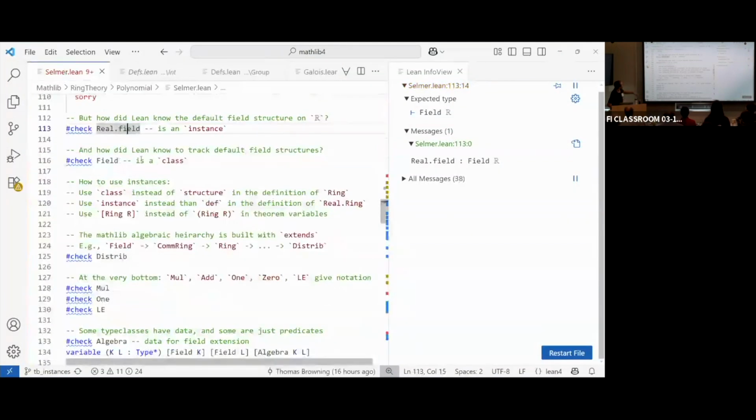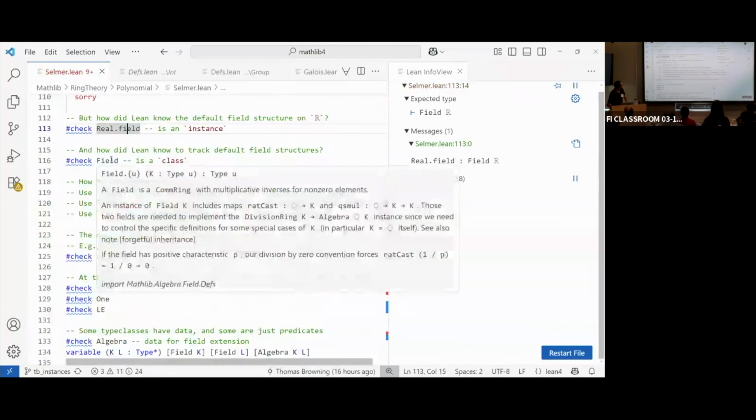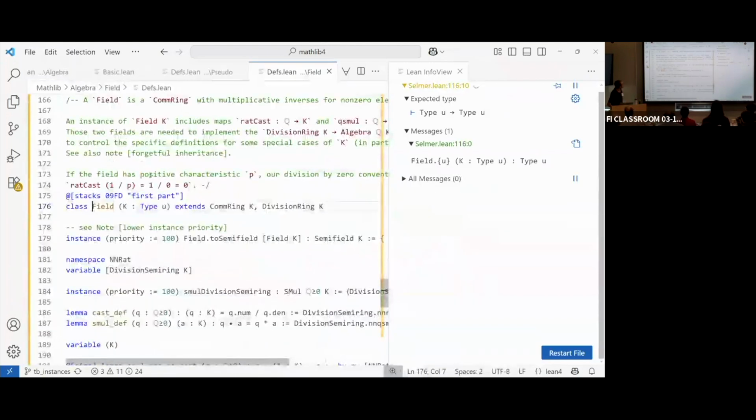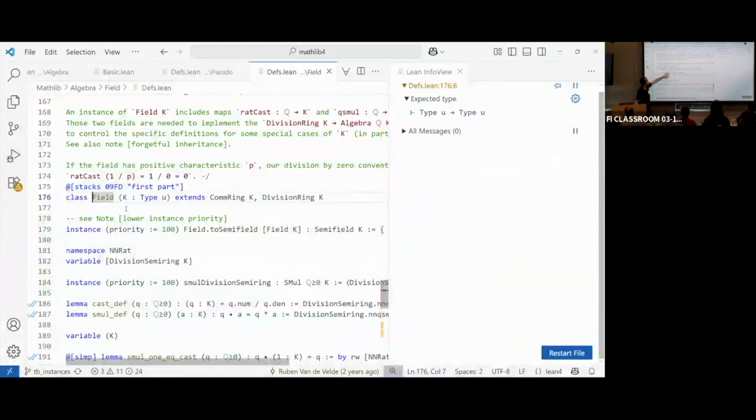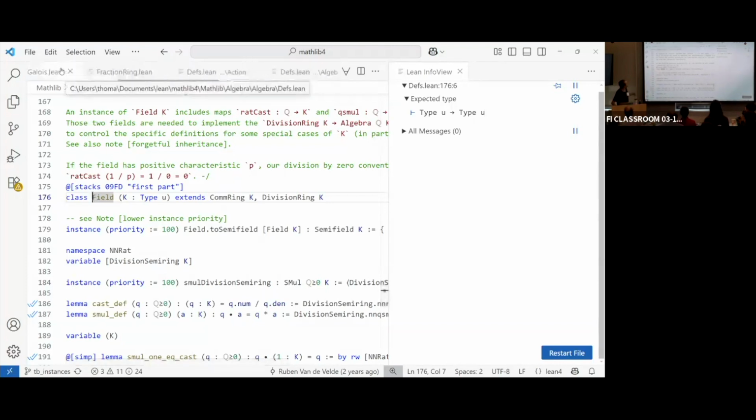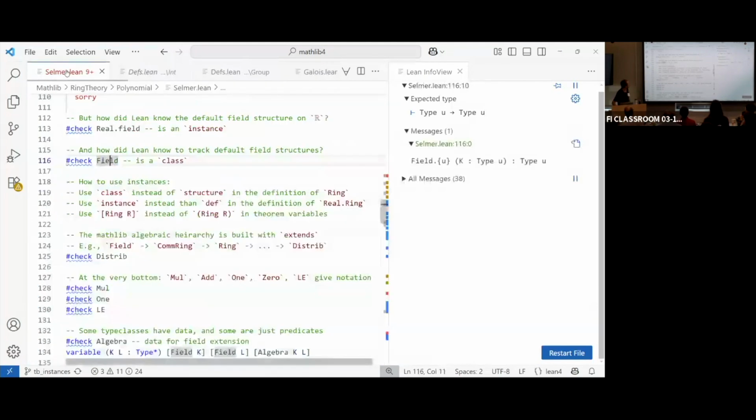As another example, this is where the classes come in. How does Lean know in the first place to be keeping track in the background of what field structures there are? That's where class comes in. So this could be a structure. You could say structure field extends commutative ring, division ring. But then Lean would just say, okay, there's this thing called a field, but I'm not going to remember field structures. The class tells it, yes, please, when I start specifying field structures via instances, please remember them and keep track of them so that I can use them later. So those are the two key words that make all this work. It's instance and class. And I think we saw these in Filippo's talk.